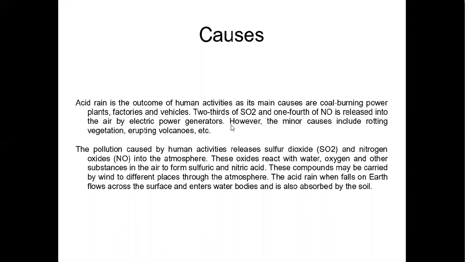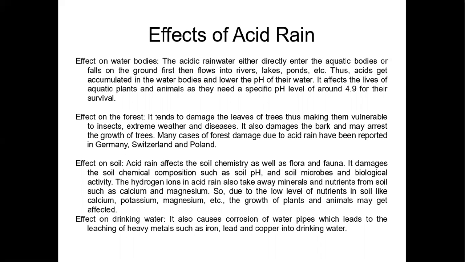I have already discussed several causes of acid rain. The causes are industrialization, urbanization, and deforestation, which release oxides of carbon, oxides of nitrogen, and oxides of sulfur. And these oxides are converted into secondary pollutants like nitric acid, carbonic acid, and sulfuric acid. There are several effects of acid rain. It directly affects water bodies, forests, soil, and also drinking water. I have already elaborated all these points here. You can fetch from this.